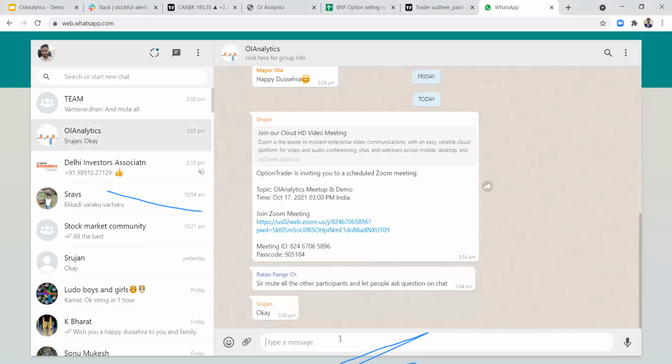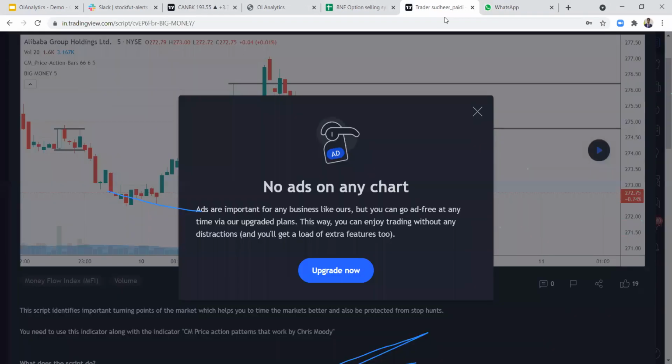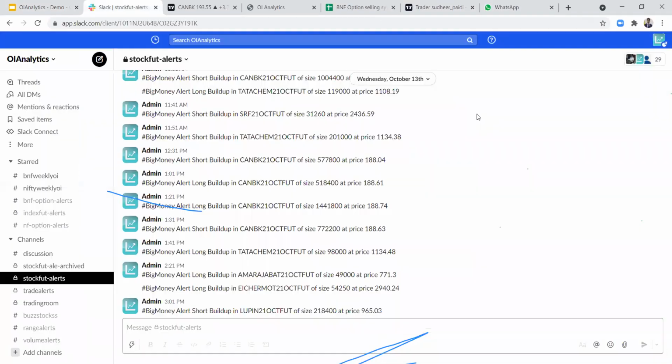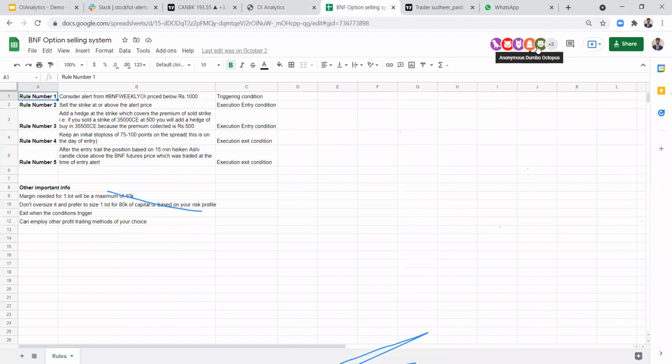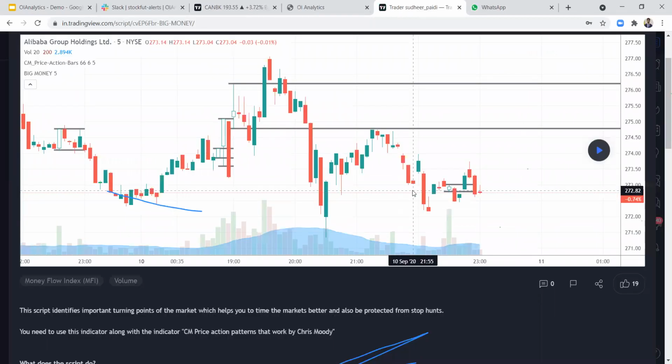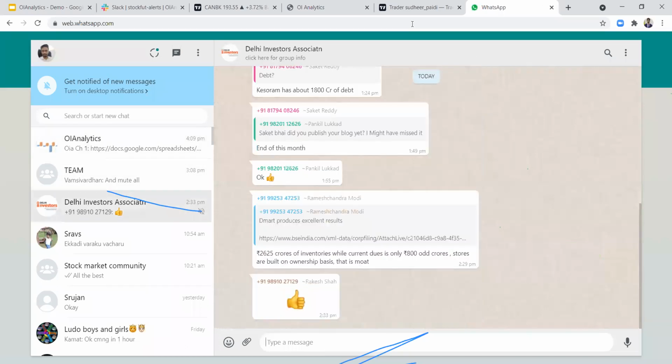The sheet needs access. I have changed the access rights. I think you should be able to see it now. Aren't you able to see it now? Let me check. I think people are able to see. I can see about 10 people on the sheet. Yes, now it is visible. Okay, fine.